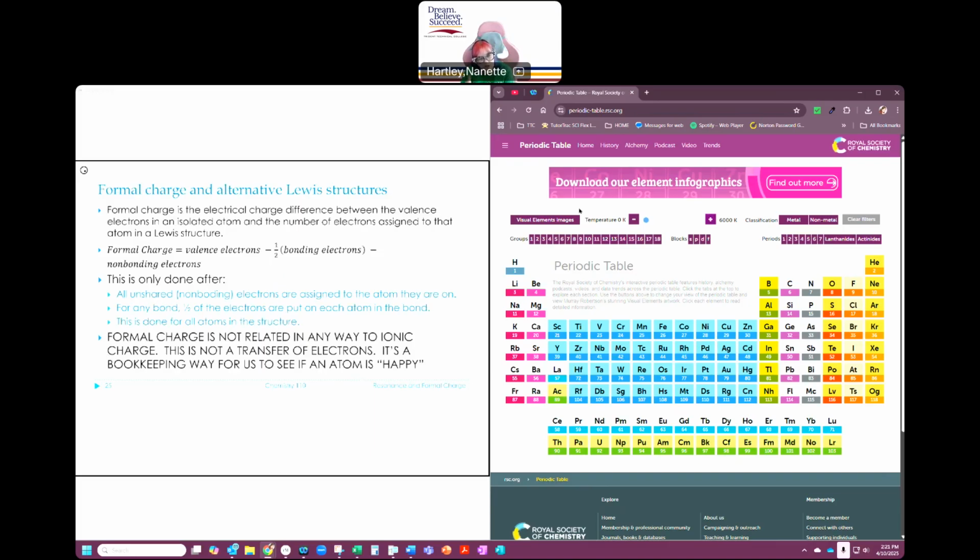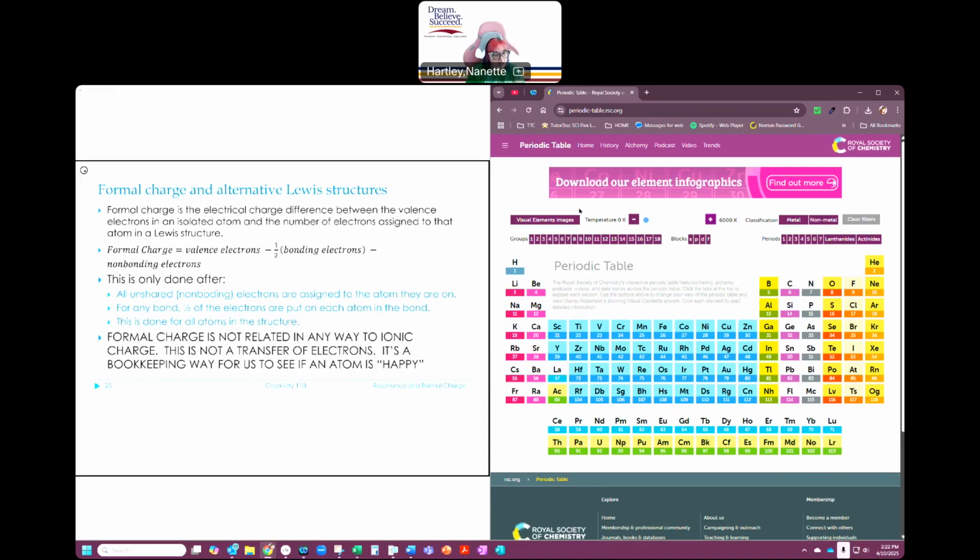So I come here and I say, okay, we're going to talk about something new, and that's a formal charge. Now, a formal charge is defined as the electrical charge difference between the valence electrons in an isolated atom and the number of electrons assigned to that atom in a Lewis structure. So this is bookkeeping, that's all this is.